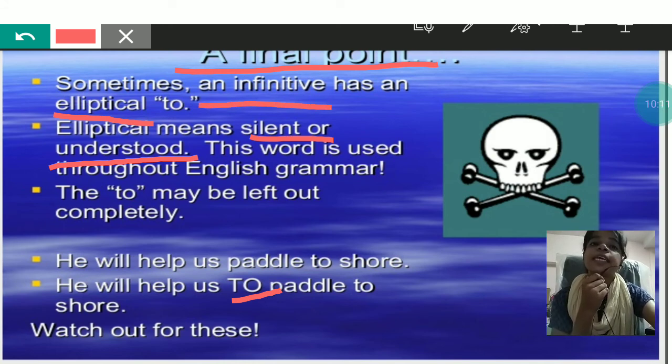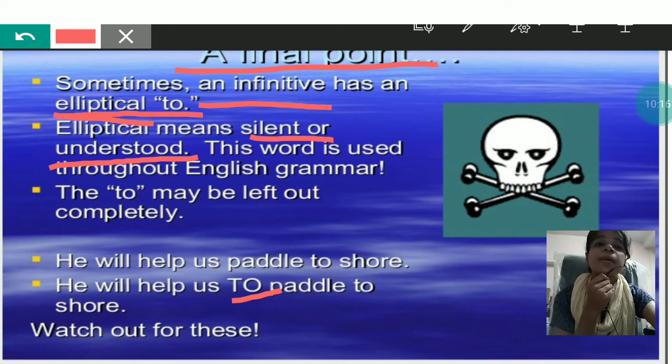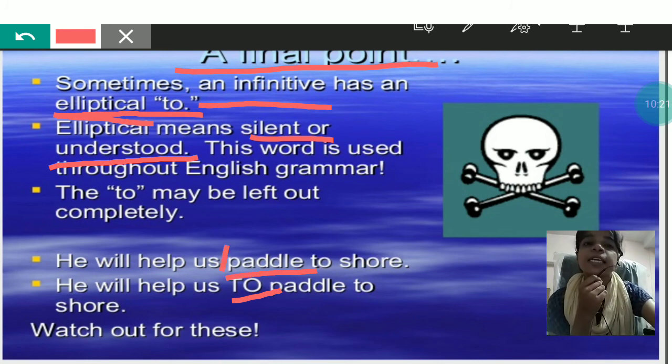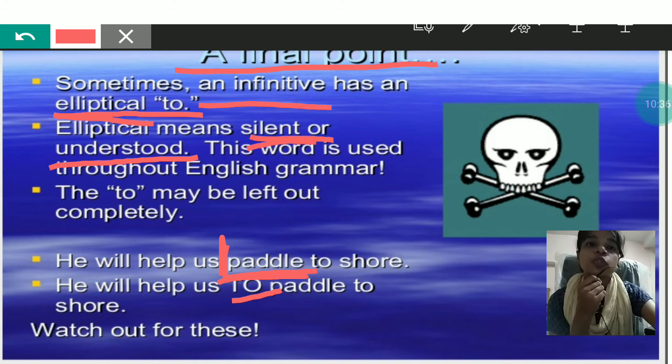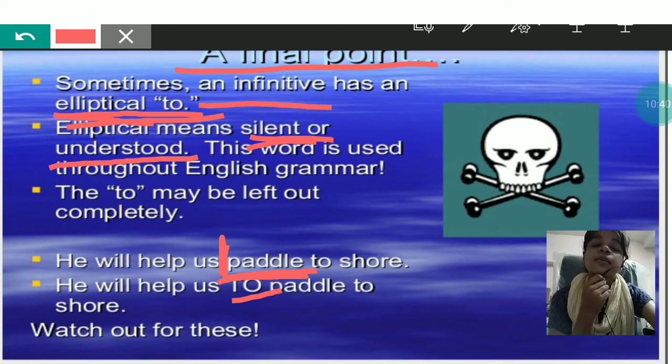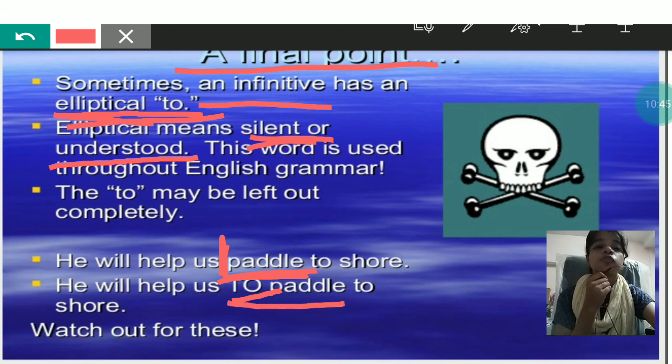we can say to is elliptical, like, he will help us paddle to shore. Now here see, paddle is the verb, but here no to is used, so you will say that no, here there is no infinitive, but in actual it is an infinitive. Here to is hidden and silent, so to is elliptical. So in actual, what will the sentence be? He will help us to paddle to shore.